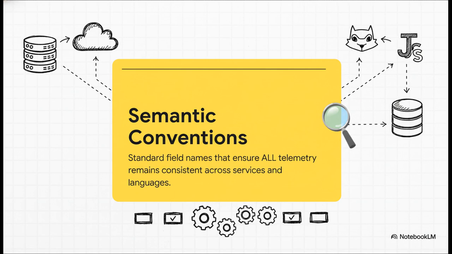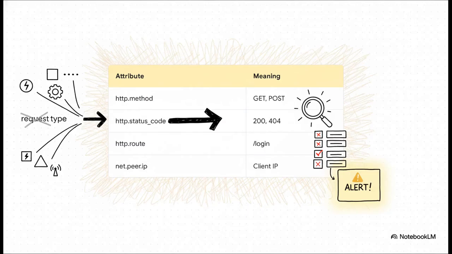It's a dictionary. For example, they say that an HTTP method must always be called http.method. I don't care if it's coming from a Go backend or a JavaScript frontend, it's always the same. And that consistency, well, it's everything. And check this out. Here's a perfect, concrete example.